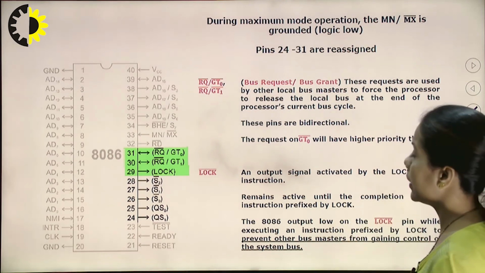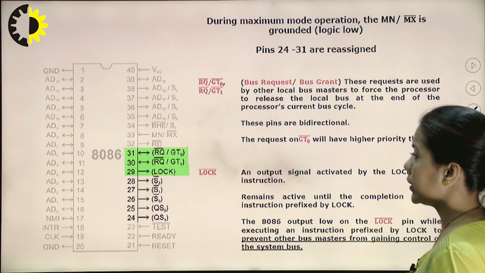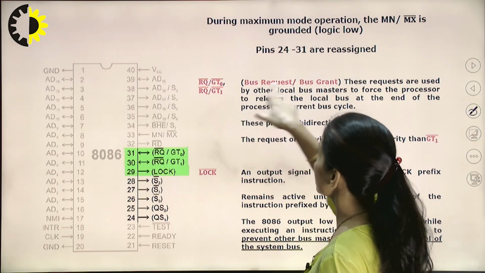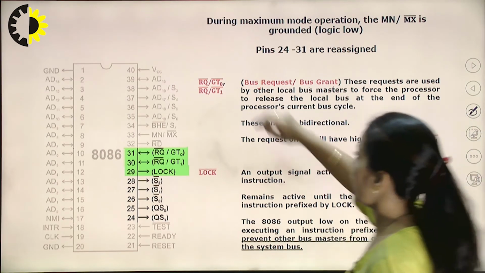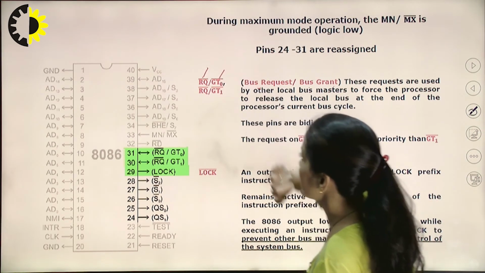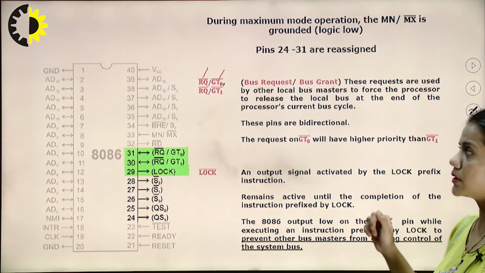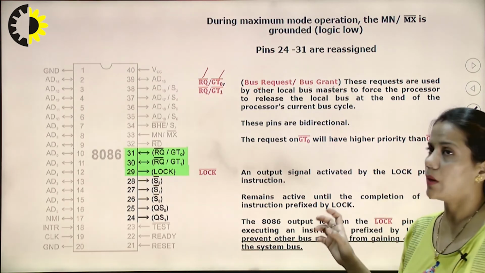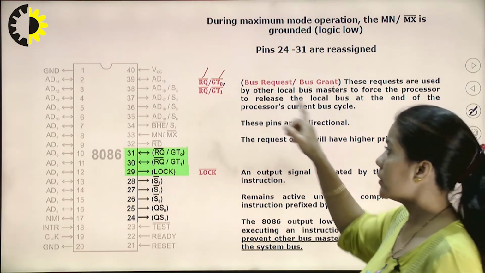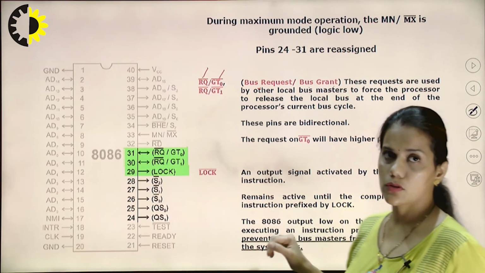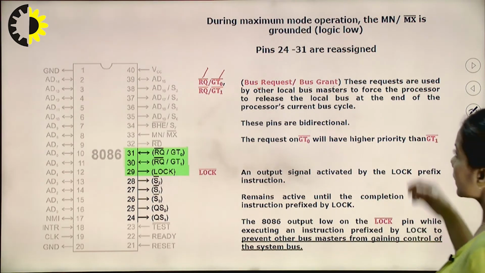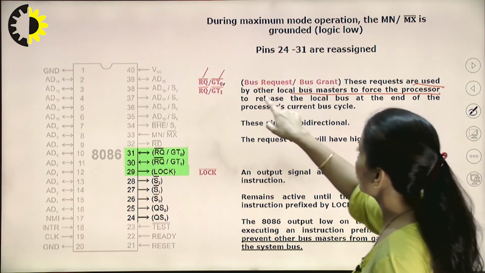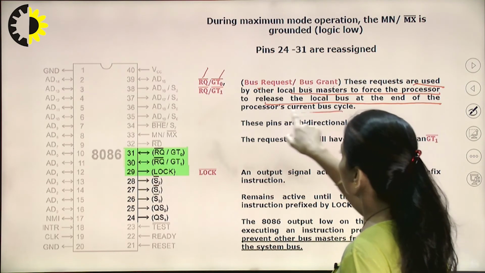Now we come to another pin, that is pin numbers 30 and 31. So this is the bus request or bus grant. RQ stands for bus request and GT stands for bus grant. There are two signals, that is signal 0 and signal 1. Among these two, higher priority is for RQ/GT0. These requests are used by other local bus masters to force the processor to release the local bus at the end of the processor's current bus cycle.